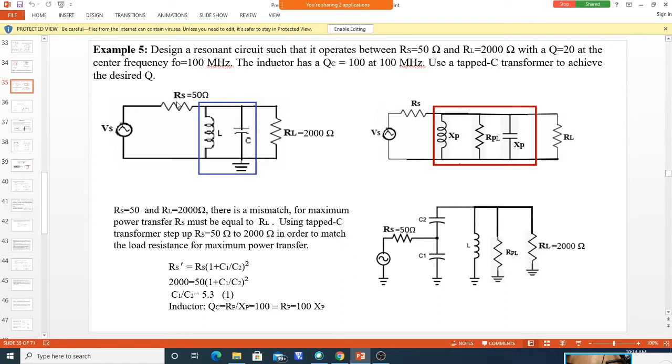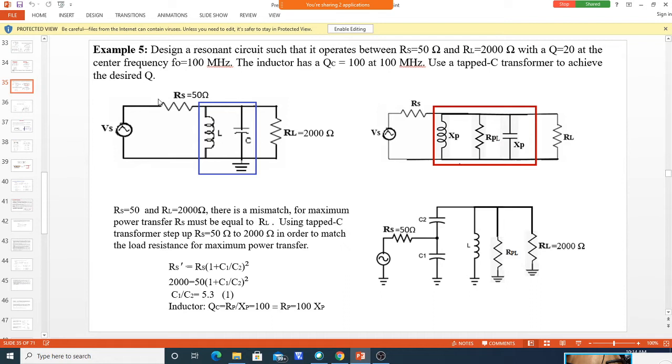So instead of 50 ohm, we expect RS must be equal to 2K for maximum power transfer. At resonant frequency the reactance cancels, and the circuit is just this resistance and this resistance. But maximum power will not be delivered because the load is not equal to the source resistance. That is the problem here. For maximum power transfer, this 50 must be equal to 2K, so that RS equals RL. Then only will we get maximum power transfer.